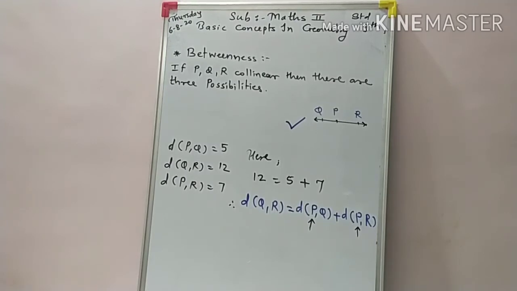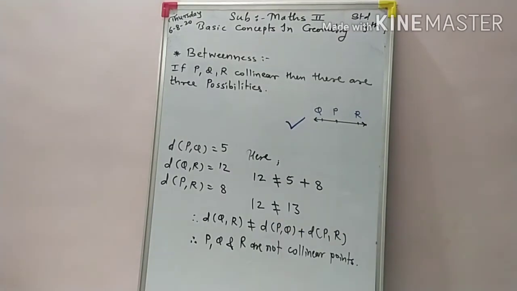But suppose the greatest value is not equal to the sum of the other two, then what do we have to write? Yes, the points are not collinear. If the sum is equal to the greatest value, then only the 3 points are collinear. Suppose the example is like this: if I change the distance PR to 8, then we observe 12 is the greatest value, but 12 is not equal to the addition of 5 and 8, which is 13.